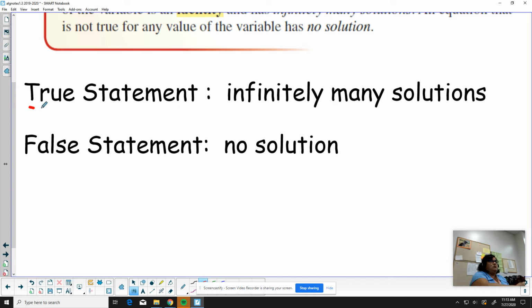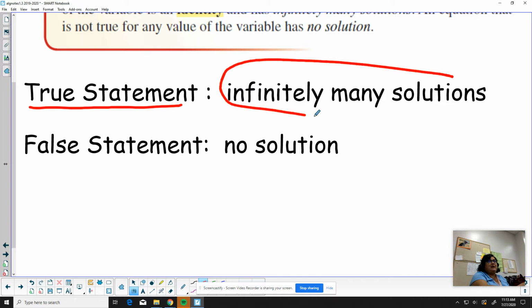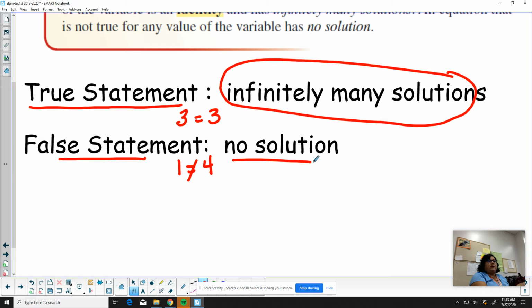So if it makes a true statement, then you would write infinitely many solutions as your solution. For example, if the variables cancel on both sides and you finish with 3 equals 3, well, that's true, so your answer is infinitely many. And if it makes a false statement when the variables cancel, like 1 equals 4, well, that's not true. It's a false statement, so you would write no solution as your answer.